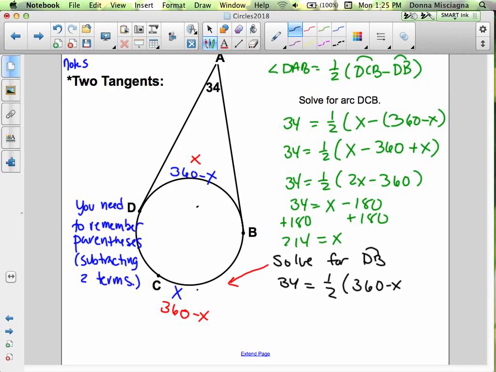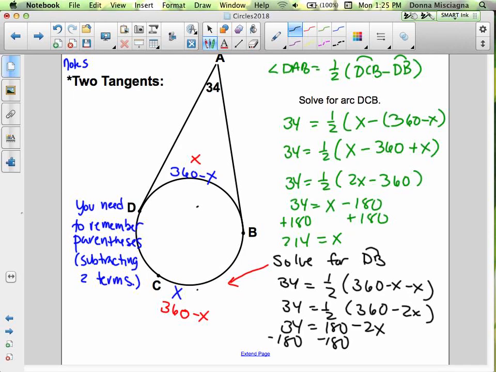The small arc is now marked x. And notice you don't need the parentheses because you're not distributing a negative to 2 terms, just to 1. And that would give us 34 equals 1/2 times 360 minus x. Negative x times negative x minus x would be minus 2x. We can distribute the 1/2. So 34 equals 180 minus 2x. We're going to subtract the 180 from both sides.